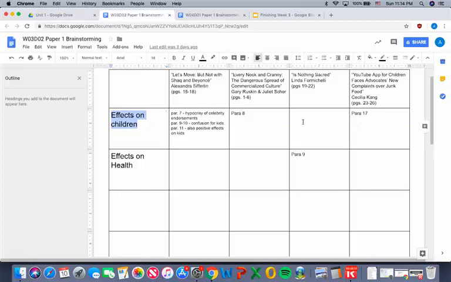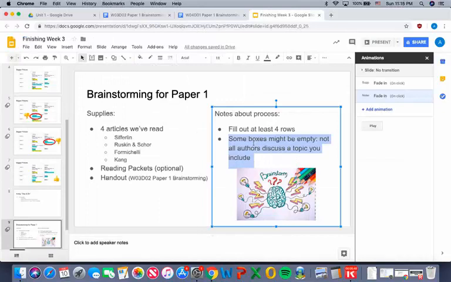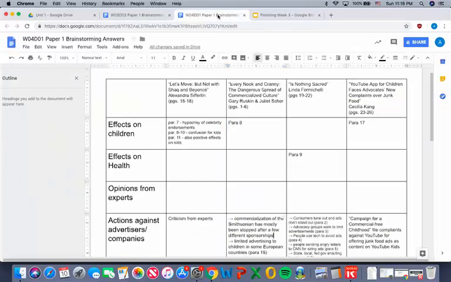You might be able to find something, but if you're not finding anything or it's not as interesting as the other articles, you can leave that one blank. You don't have to use an author or a source for every row. So that's what it means when it says some boxes might be empty. Not all authors discuss a topic you include.